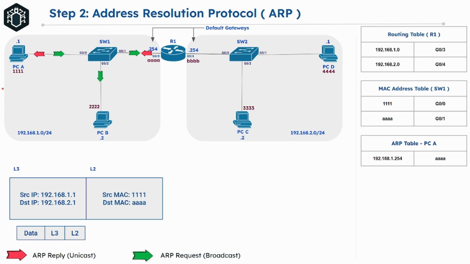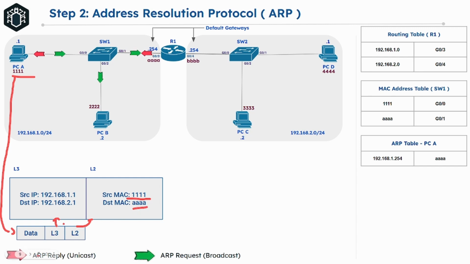First, PCA starts by creating a frame, which is like a package used to send data on the network. This frame contains both layer 2 and layer 3 information. The layer 2 part includes MAC addresses, while the layer 3 part includes IP addresses. PCA sets its own MAC address as the source and the router's MAC address as the destination.